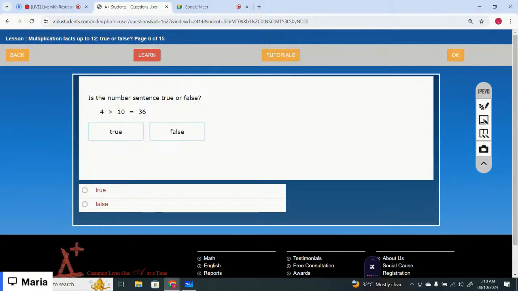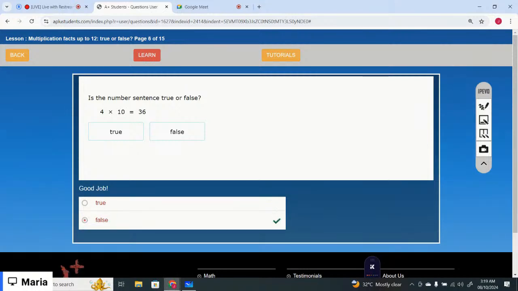Okay, the next one is the number sentence true or false? 4 times 10 equals 36. So, which is the correct option? False it is. Option number 2 is the correct option.